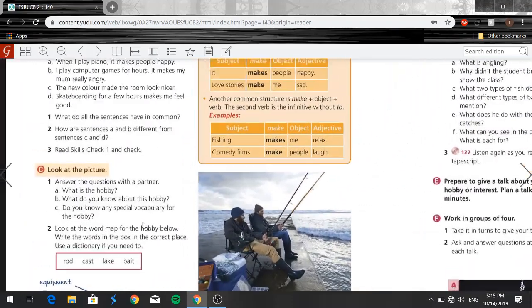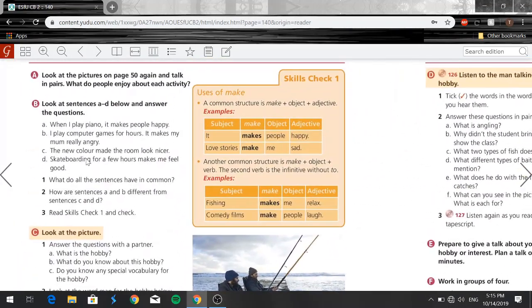So now let's move on to exercise B. Look at sentences A to D below and answer the questions. A. When I play piano, it makes people happy. B. I play computer games for hours. It makes my mom really angry. C. The new color made the room look nicer. D. Skateboarding for a few hours makes me feel good. Right?